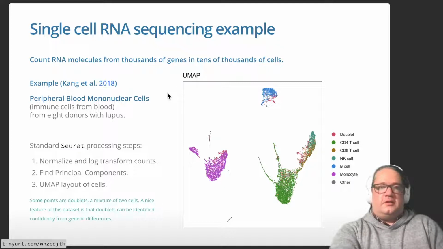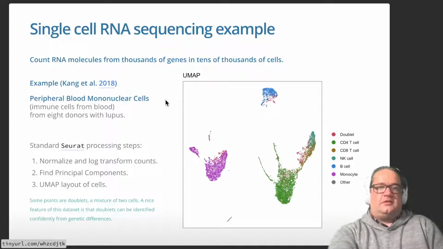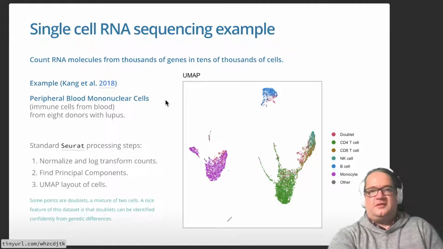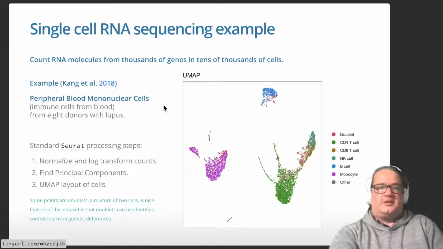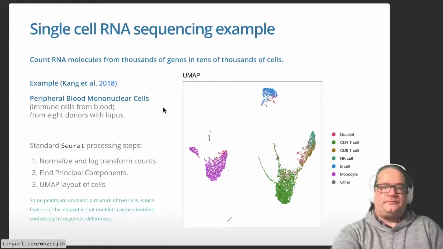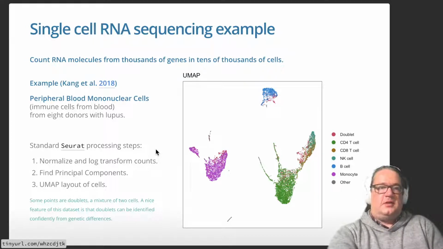Now, in particular, I'd like to look at a PBMC dataset. This is sort of the classic thing that people look at with scRNA-seq. This is immune cells extracted from blood. So T cells, B cells, monocytes, that sort of thing. And then typical processing steps here. I'm using Seurat. There's a few different pipelines for this.